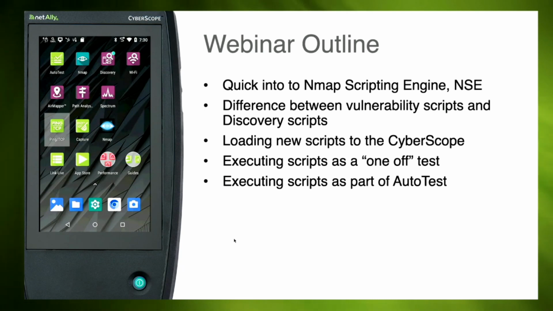We'll take a look at how we load these scripts onto the CyberScope, how we get them onto the devices, and then how you can share them across teammates' devices as well. We're also going to talk about executing scripts as a one-off test versus an auto test. What are the differences between these? How do I actually leverage Nmap?